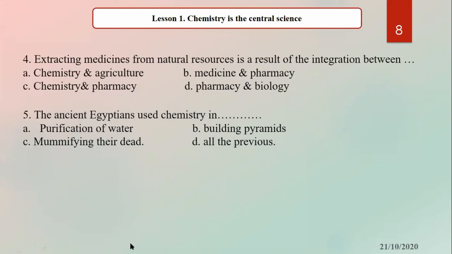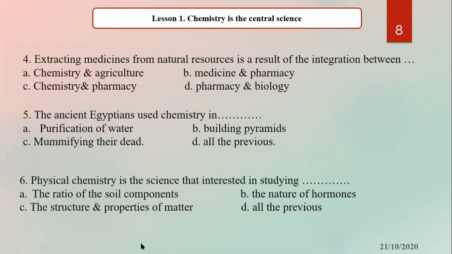Okay, now let's continue. Physical chemistry. Physical chemistry is a sub-science which is produced due to the community between physics and chemistry. Physical chemistry is the science that is interested in studying the ratio of the soil components, or the nature of hormones, or the structure and properties of matter, or all the previous. Physical chemistry is interested in studying the structure and properties of matter.